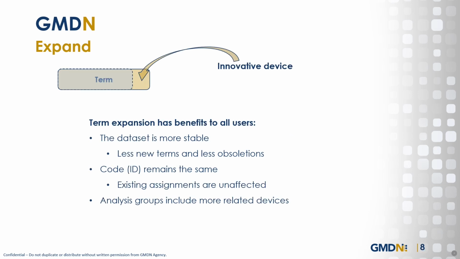Terms can be expanded in scope to cover variations of existing devices that don't merit the creation of a new term. Term expansion has a number of benefits. The dataset is more stable because there's less terms and less obsolescence. The code remains the same so that existing assignments of products are unaffected. And downstream, the analysis groups therefore include more related devices.